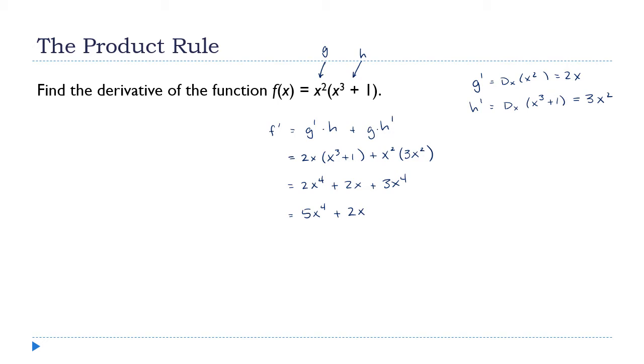Now, you might have thought way back at the beginning, I can simplify this pretty easily. F of x, if I distribute that x squared into the parentheses, this is x to the fifth plus x squared, and I can differentiate that easily enough. F prime of x is 5x to the fourth plus 2x. Look at that. I got the same answer both ways.